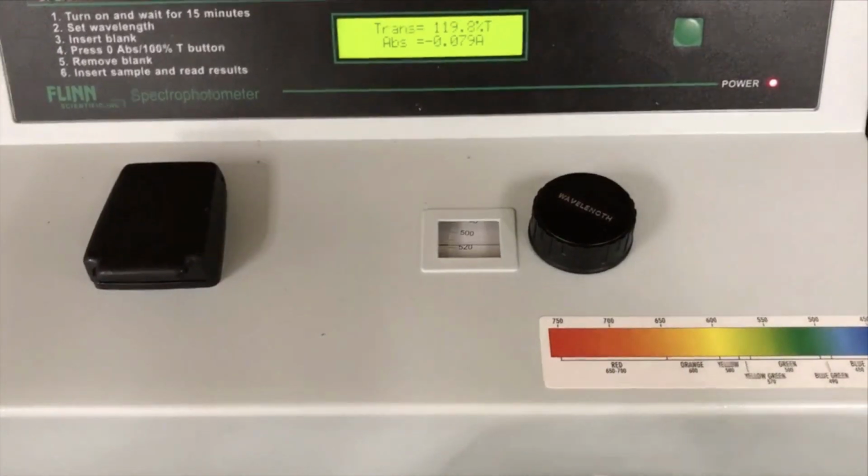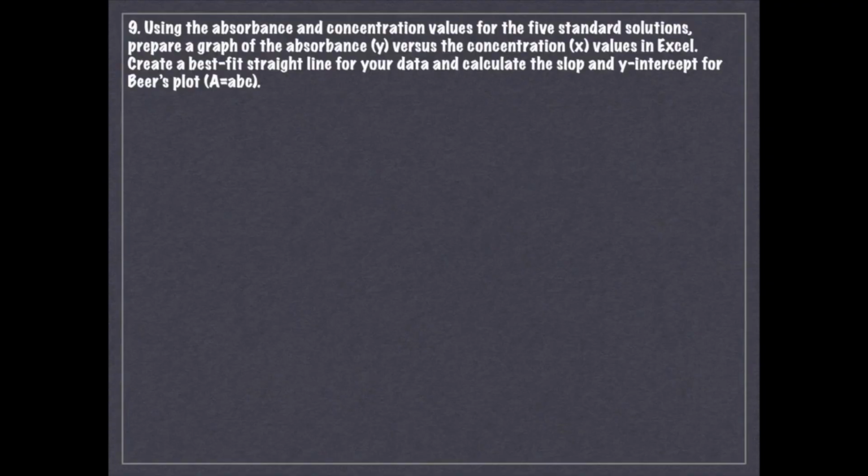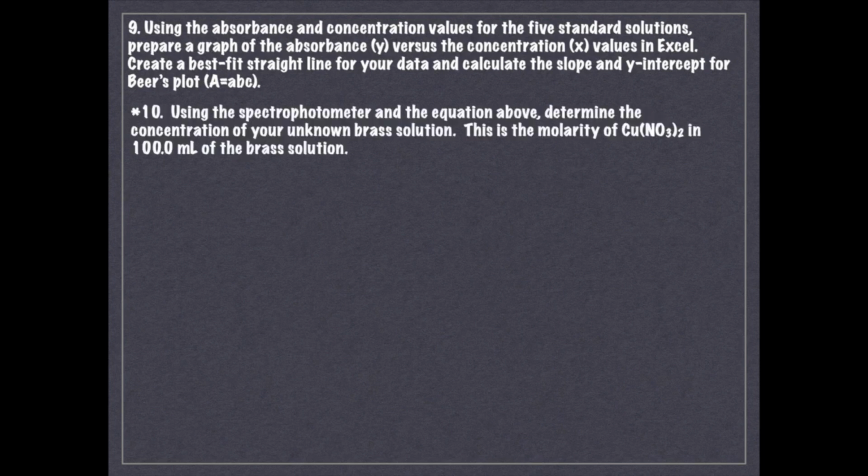All right? Once you've measured all of the different absorbances for the different concentrations, then you're going to use the absorbance and concentration values, and you're going to create a graph in which absorbance is your y-axis and concentration is your x-axis. Okay? You're going to create a best fit line using Excel, and then you're going to calculate the slope and the y-intercept for Beer's plot.